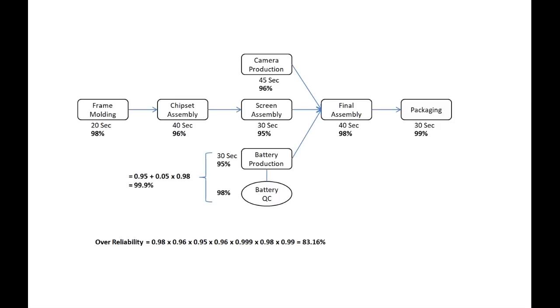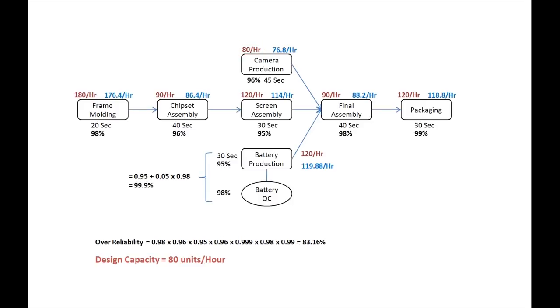Now to calculate the design capacity, I can just calculate the hourly capacity of each of these. We can see here that the lowest hourly capacity is the camera production department, which is 80 units per hour. So that's the design capacity. Now if I wanted to calculate the effective capacity, I would just multiply the design capacity by the reliability number. So the frame molding here would be 180 times 98%, which gives me 176.4 units per hour. That right there is the effective capacity.